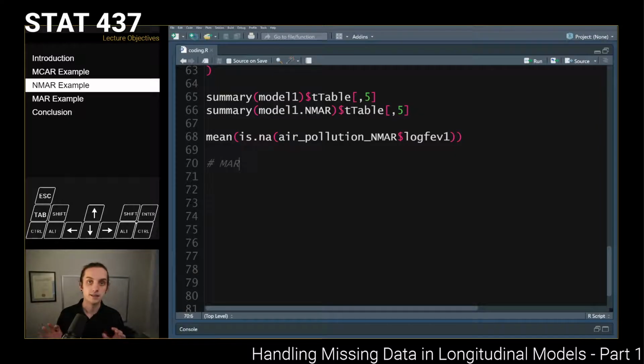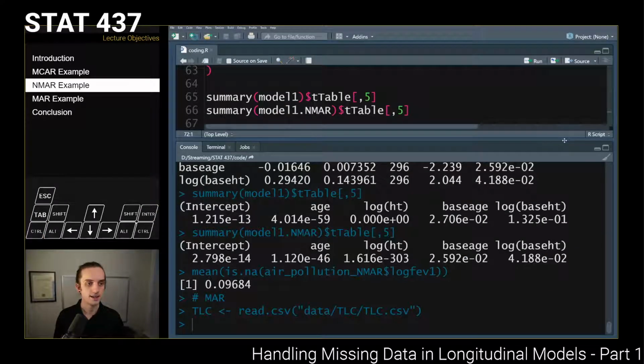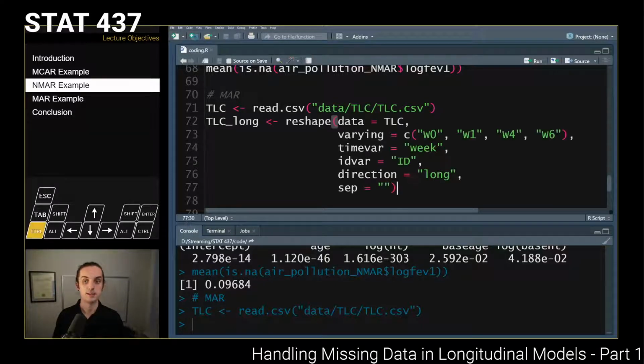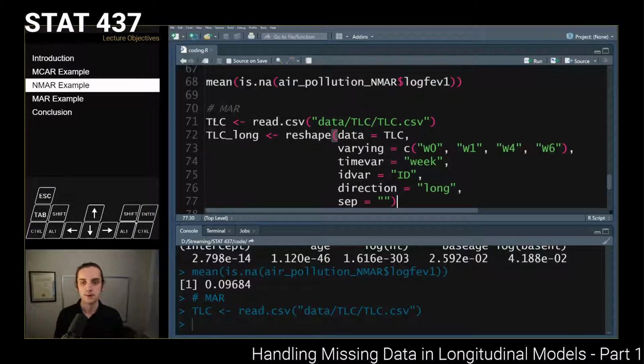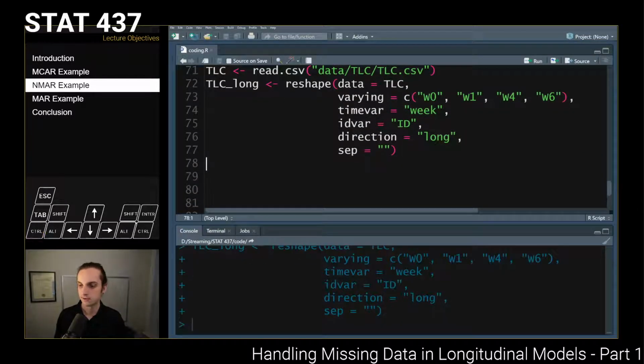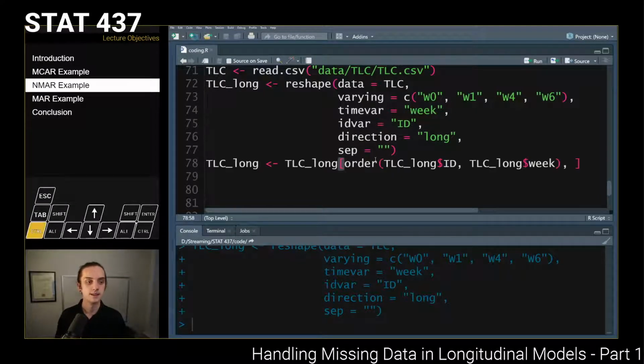Okay, so the data set that we're looking at for this one is this TLC data set. And we looked at this back in lectures 3 and 8, right? And so we can read that in. And this was a study of the lead levels in the blood of children. And so once again, I'm just going to pull in code that we had run back in probably lecture 8 here, where we converted from TLC to TLC long, right? And then I'm just going to sort this as well.